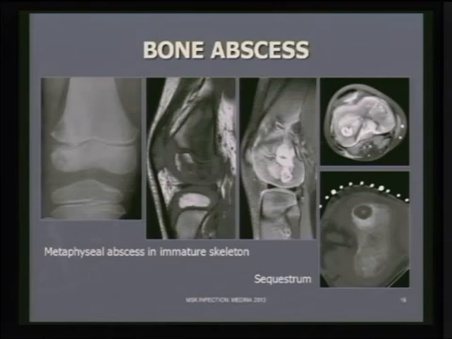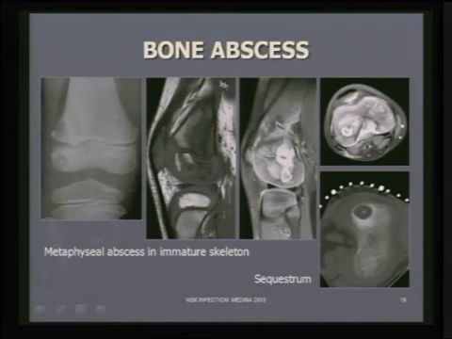It's been my experience in young children, where the growth plate hasn't fused yet, that the lesion is almost always eccentric and metaphyseal in location, as we see in this case of the distal femur. And it's very, very common for the abscess to cross the open growth plate and enter the epiphysis. And this is almost always seen in small children.